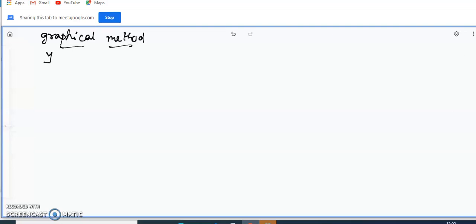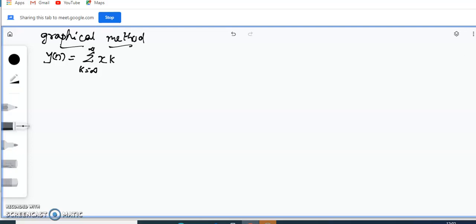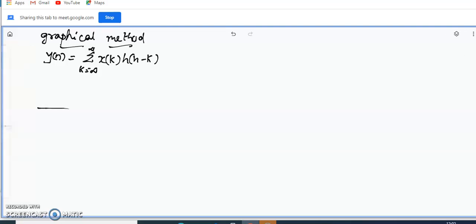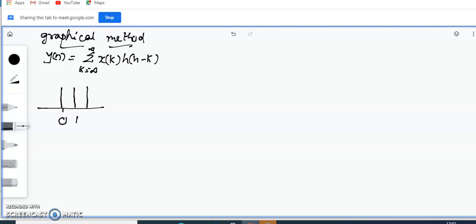So your output y of n is equal to sigma k equals minus infinity to infinity x of k h of n minus k. That is the equation for finding convolution. Here I am giving you two sequences. One is your h of n. h means the impulse response. So this is your h of n.